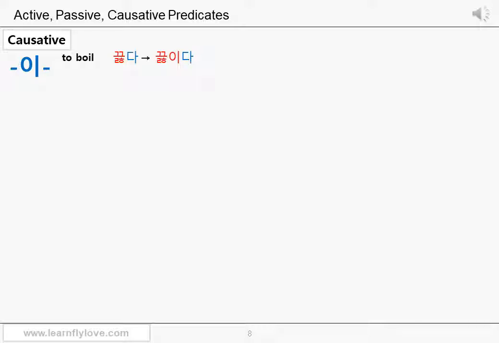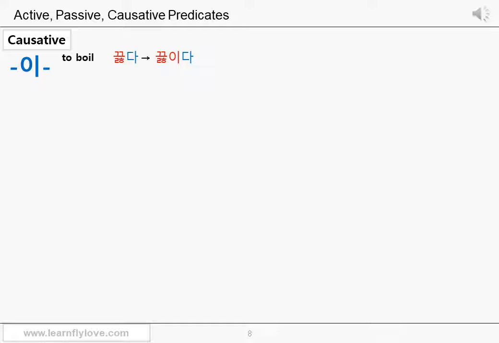However, when someone boils the water, the subject is a person, you should use the causative verb 끓이다 with the affix 이 in Korean. Strange, isn't it? In English, it's just about the verb taking an object or not. It doesn't even change its form.